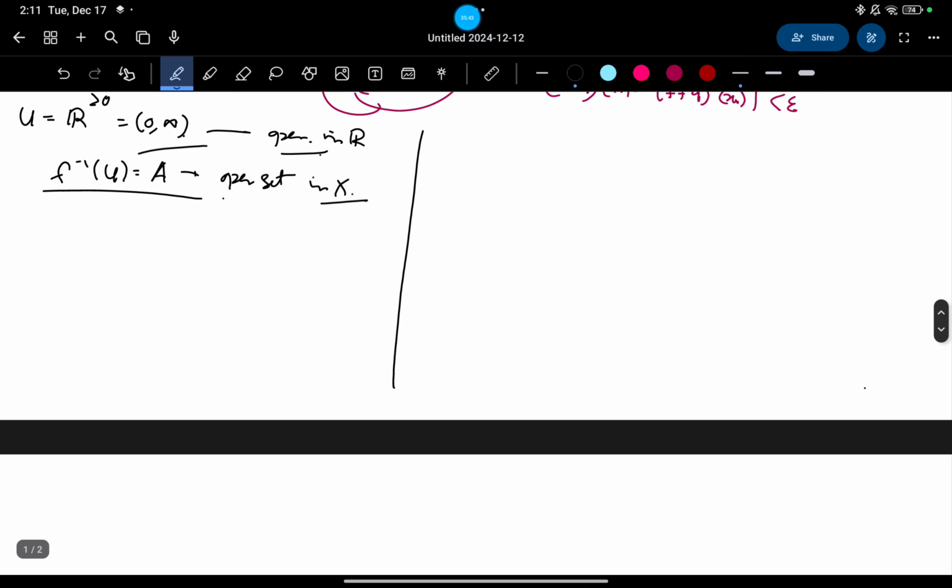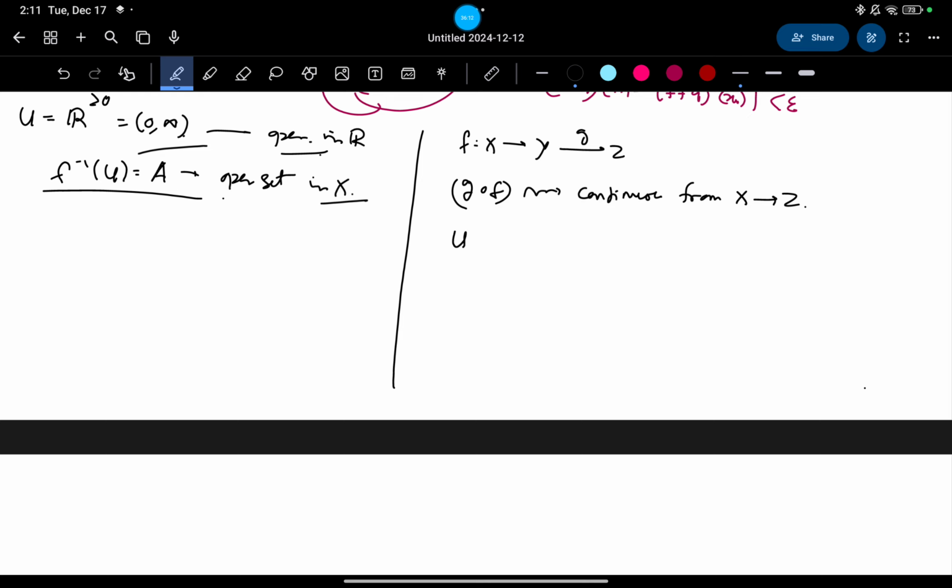Similarly, another operation that one can do is nothing but composition. So suppose that f is a mapping from X to Y and g is a mapping from Y to Z. Both are continuous functions. Okay, so then g composed with f is continuous from X to Z. Suppose you consider U_Z, which is open in Z. So (g composed f) inverse of U_Z is nothing but f inverse composed g inverse of U_Z.